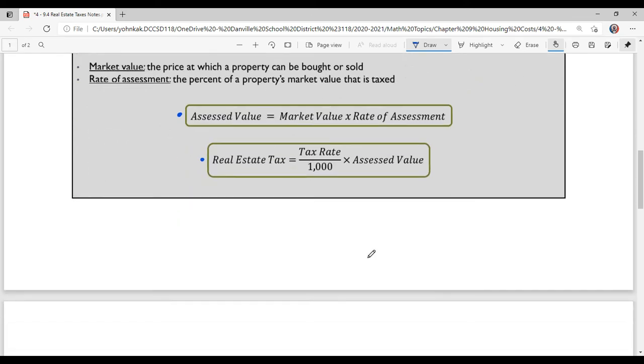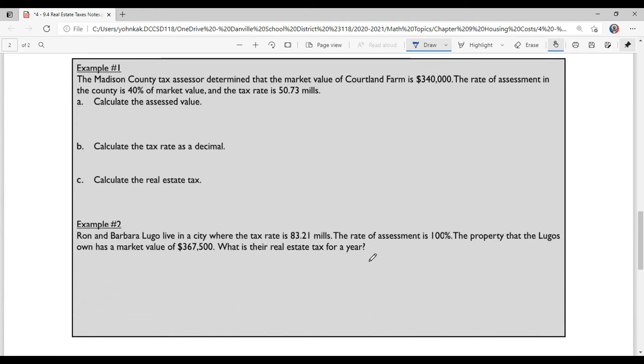Okay, so let's look at some examples. Number one, the Madison County Tax Assessor determined that the market value of Cortland Farm is $340,000. That's how much the farm could be bought or sold for. The rate of assessment in the county is 40% of market value, and the tax rate is 50.73 mills.